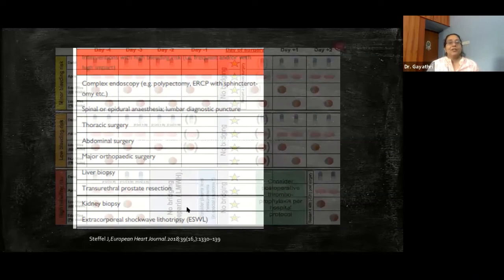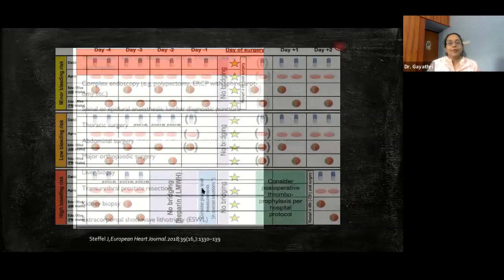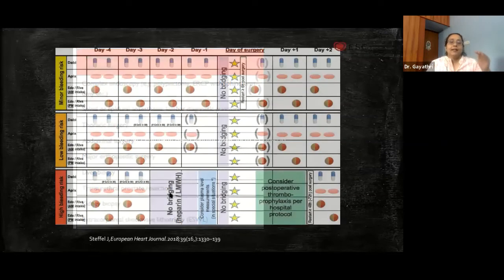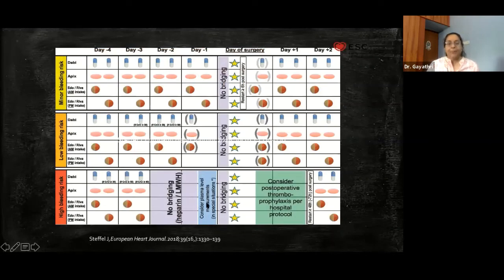In such patients, as you can see, 48 hours before the procedure, apixaban and all the oral anticoagulants are stopped. There is no bridging here also. And here we have to definitely do the PT, APTT, thrombin time, and factor Xa assay, whenever or wherever it is possible. There is no bridging here. And on the day of surgery, we are not going to give the drugs.